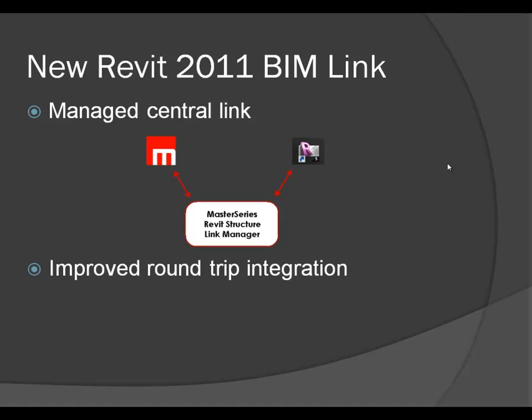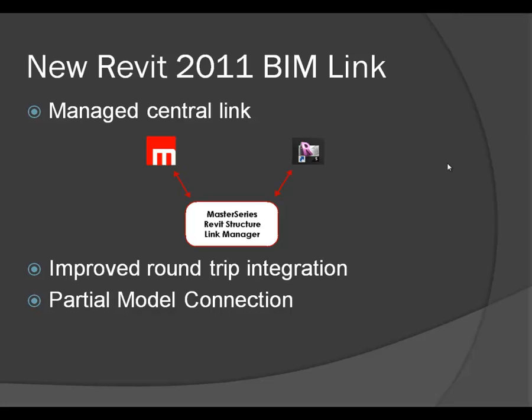So with this new link, we're really offering much improved round trip integration, more robust, more flexible, and we're doing things in this link that perhaps we didn't do before in terms of managing grid lines, better section mapping facilities, and improved ways in which we deal with the exchange of information from one side to the other.